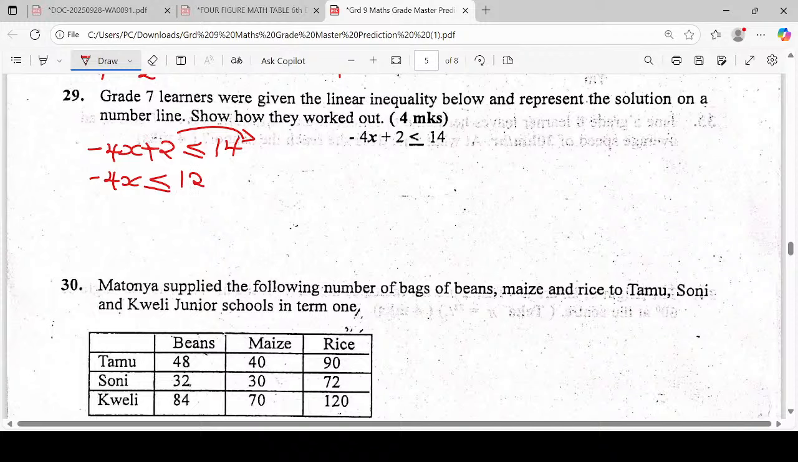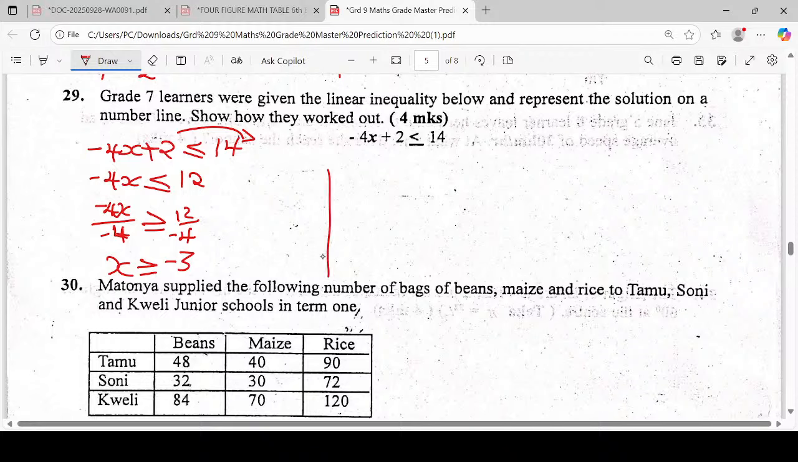I want to get the value of x. What do I do? I am going to divide through by negative 4. So I'll have negative 4x divided by negative 4. Remember, learners, when you are dividing through by a negative number, the inequality symbol changes its direction. So this will become now greater than or equal to 12 over 4. So this means that x is going now to be greater than or equal to negative 3. X will be greater than or equal to negative 3.